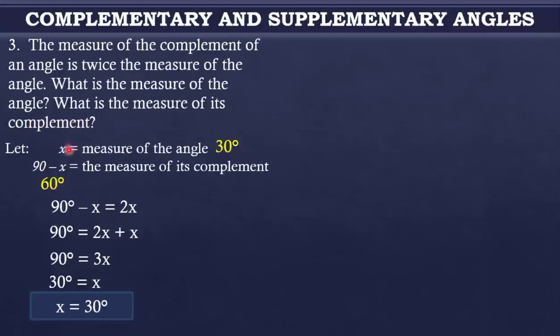Okay, i-check nyo. Balikan nyo yung problem. Ang measure daw ng complement, so yung complement is 60, is twice the measure of the angle. So, twice nga ba ito ng measure ng angle? Yes, kasi 30 times 2 is 60. At pag inadd mo naman sila, 30 plus 60, 90. So, tama po tayo. Next.